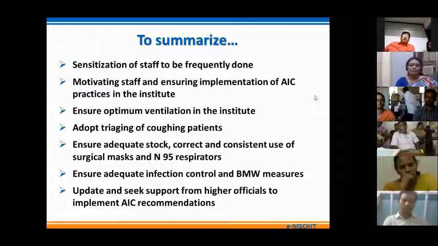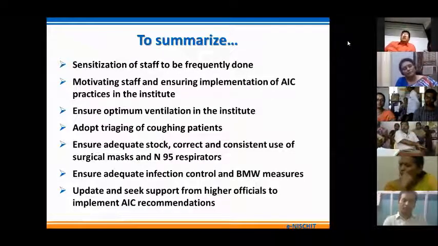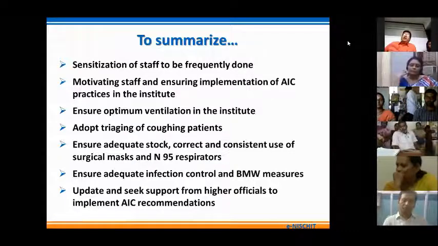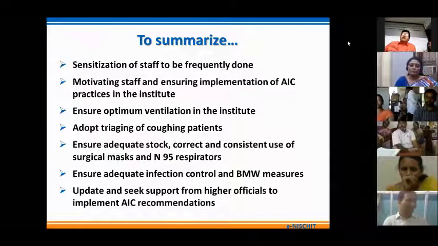So it is left to you as to who is going to lead the AIC activities in the ART centers. But a good sensitization, a good logic, good reasoning, and a good scientific approach to this, and everyone, we feel, should go through the AIC guidelines which the Government of India has issued. If we take up all these measures, then we can safely say that we can make our institutions airborne infection controlled. Next slide.